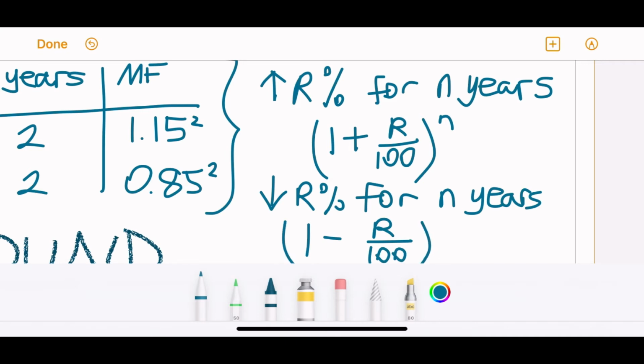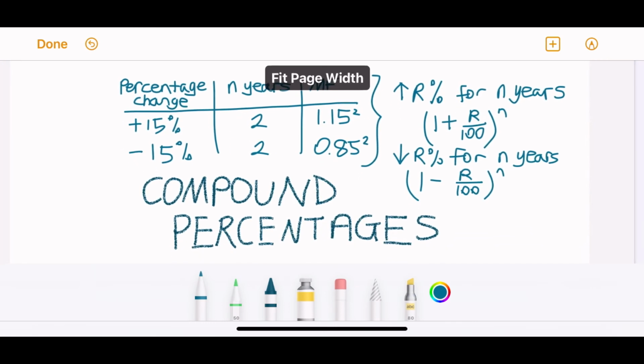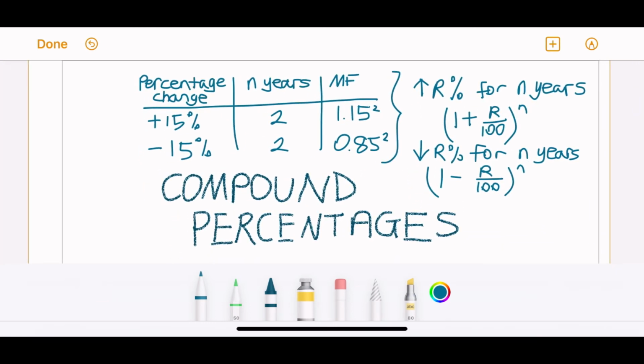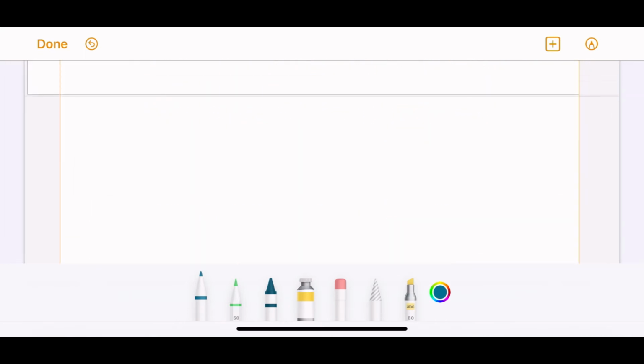Still, brackets to the power of n. And the reason behind that is because we're taking the original value, and then, in this case with the table, we're taking another 15% off from what we get. So we're subtracting it from 1. And that's it with compound percentages. Now we are ready to look at some examples.